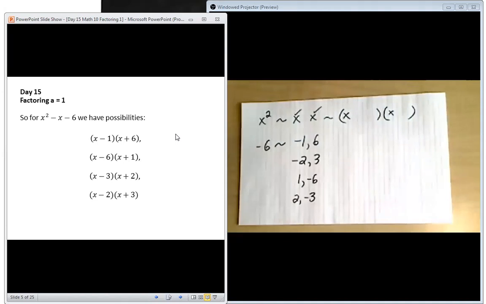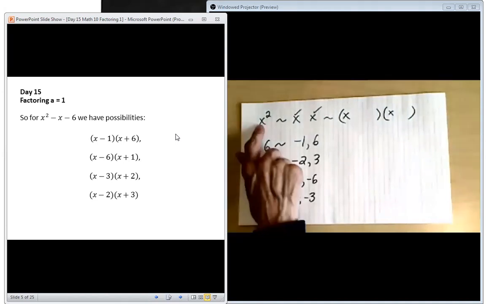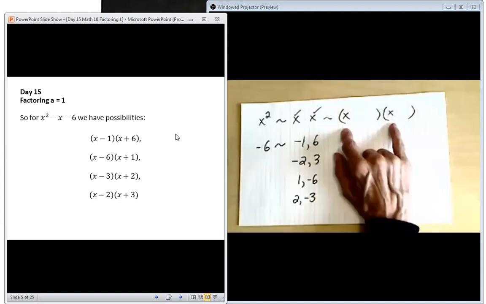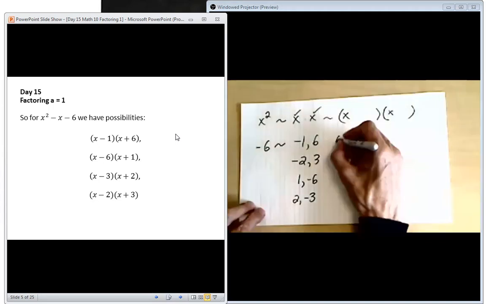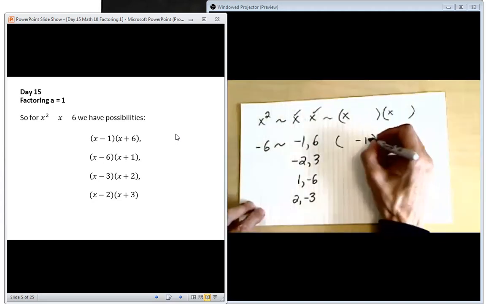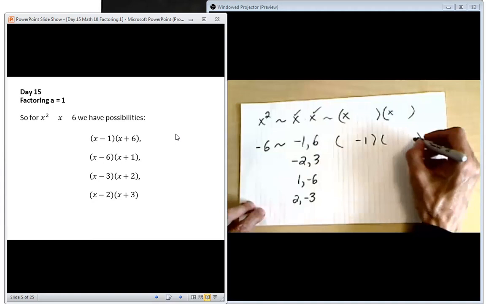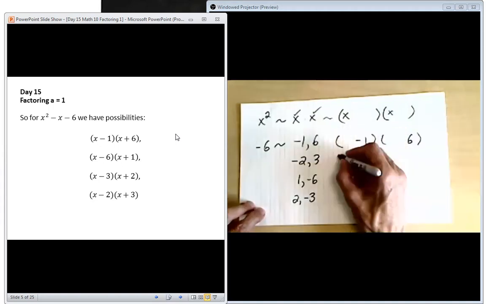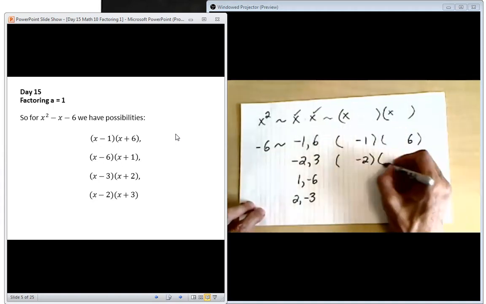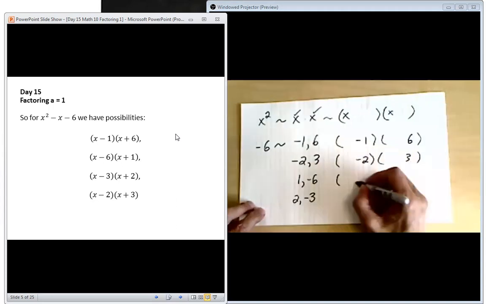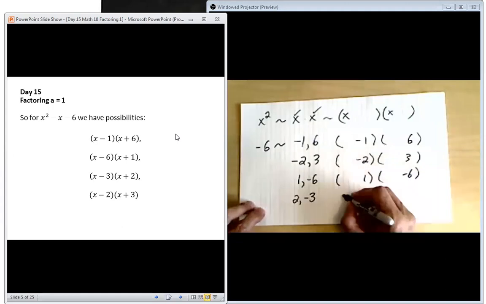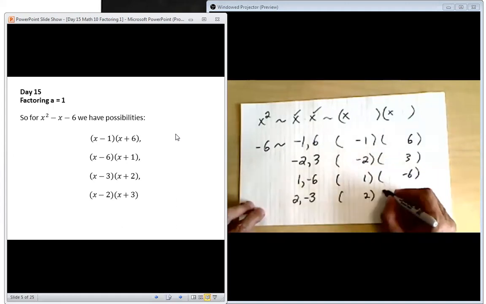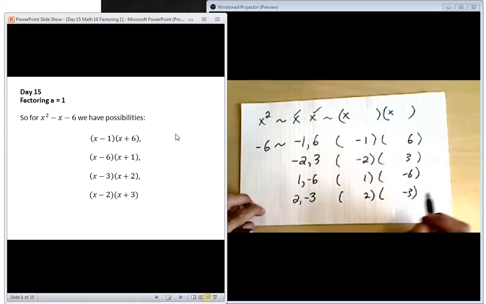Okay. So the first number, x squared, comes from x times x. And then the last number can come from -1 and +6, or it could come from -2 and +3, 1 and -6 like that, or 2 and -3 like that, right?